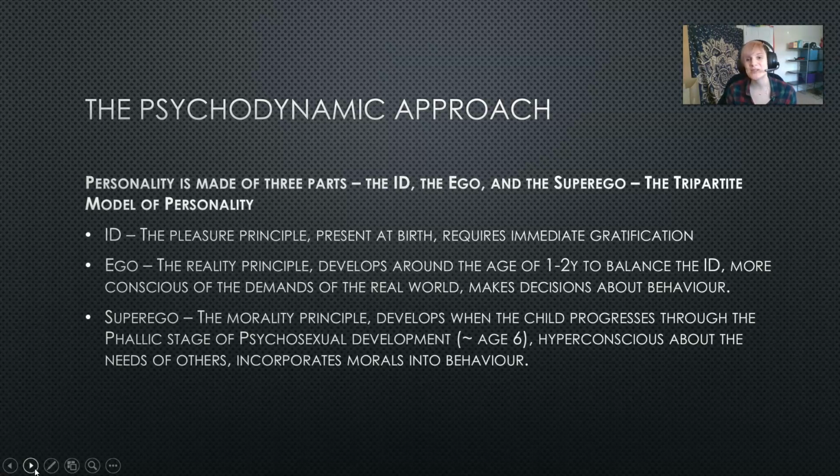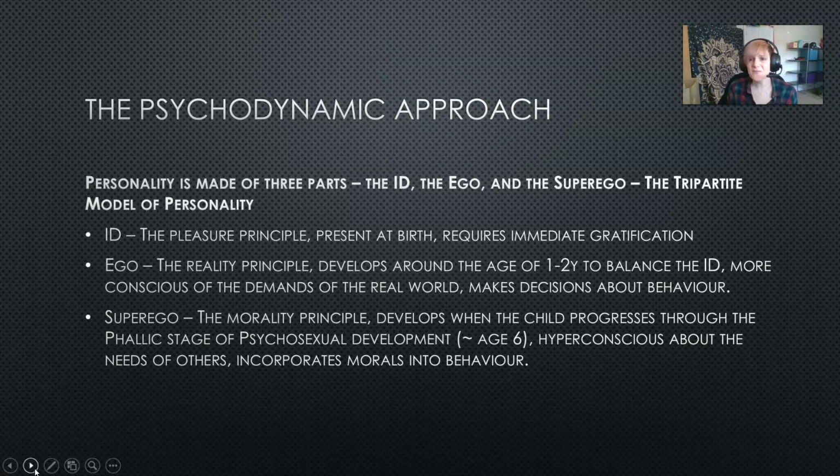However, the ego sometimes comes under stress because it's attempting to balance the id and the superego's demands. And this is where we might see pathological behaviour. This is because the ego might feel overwhelmed and engage in something called ego defense mechanisms. So the ego will protect itself by using these mechanisms.